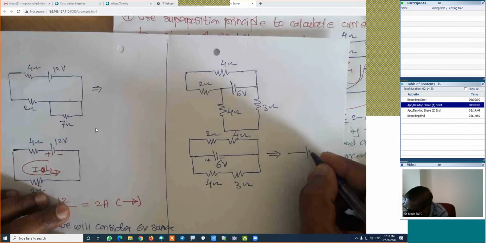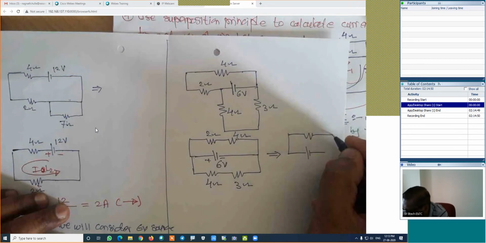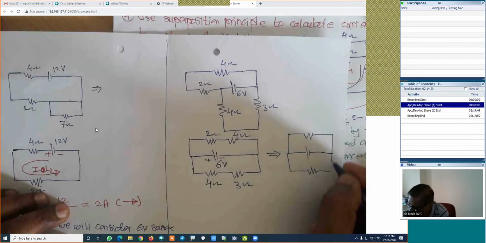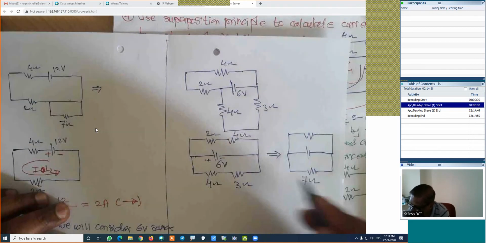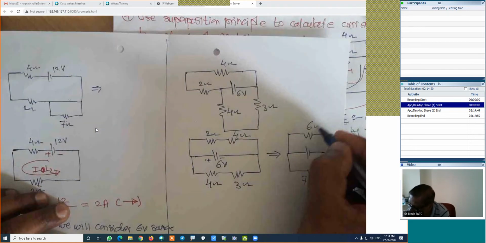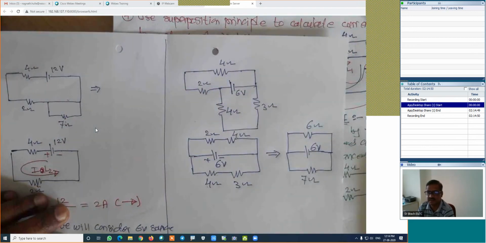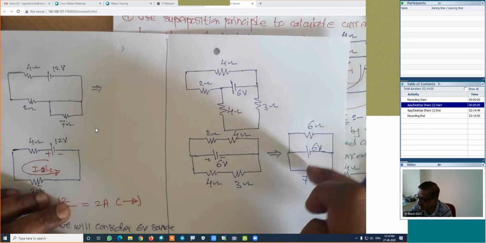Next figure will be something like this. There is one resistance, this is another resistance, like this. This is series combination, this is 4 plus 2, that is 6 ohm. This is 6 volt source. तो ये 3 पैरेलल ब्रांचेस है, लेकिन ये सोर्स है, ये दोनों को हम रिड्यूस कर सकते हैं.